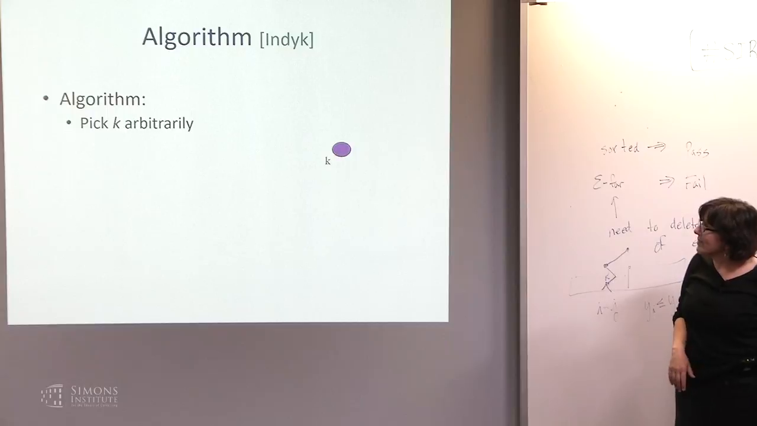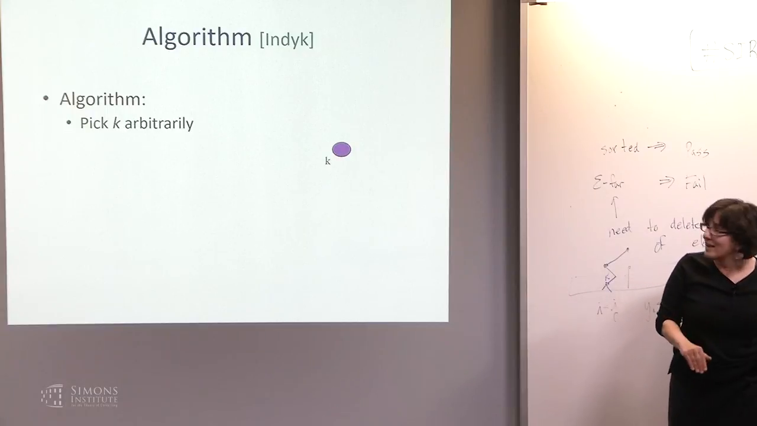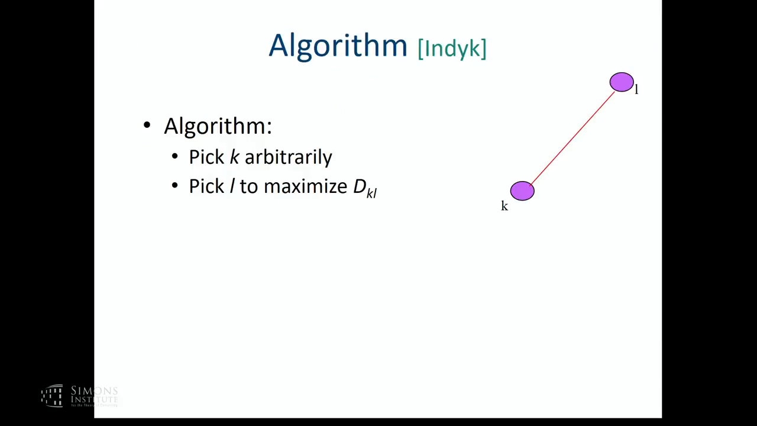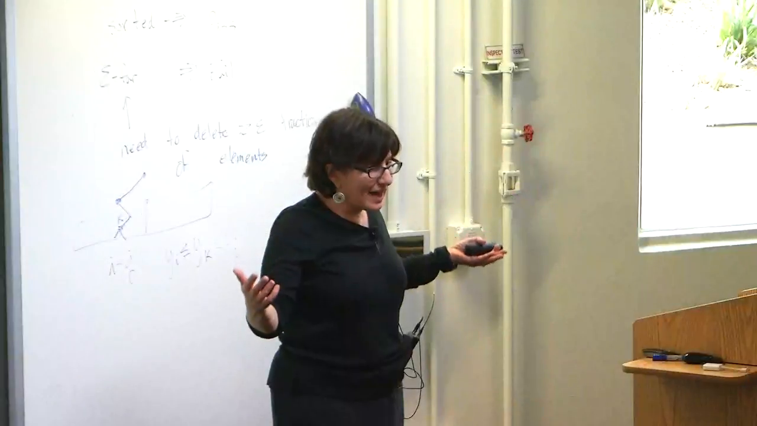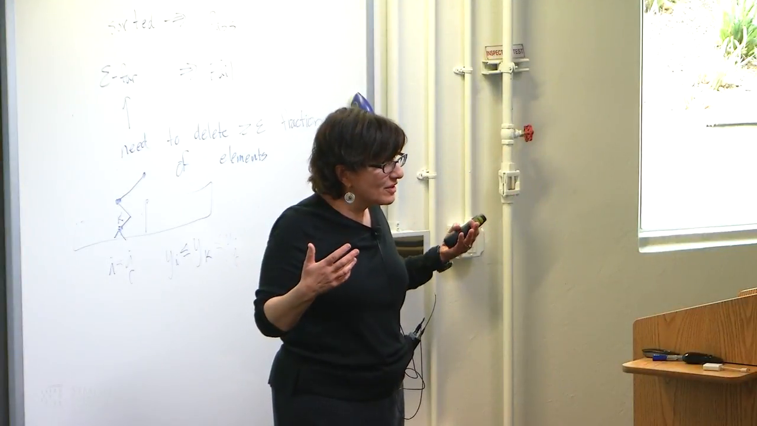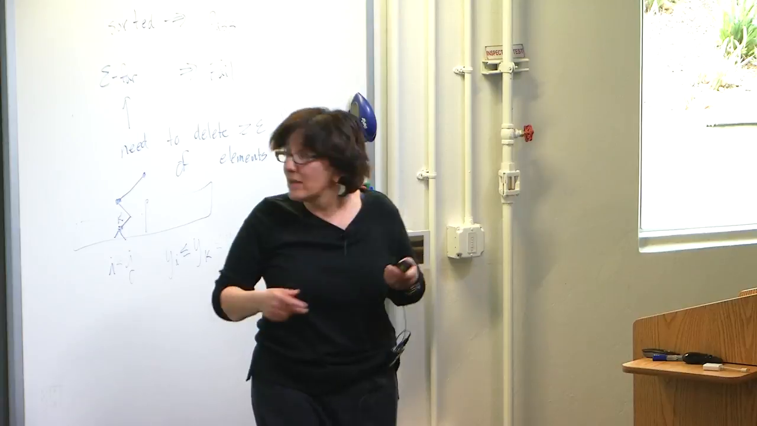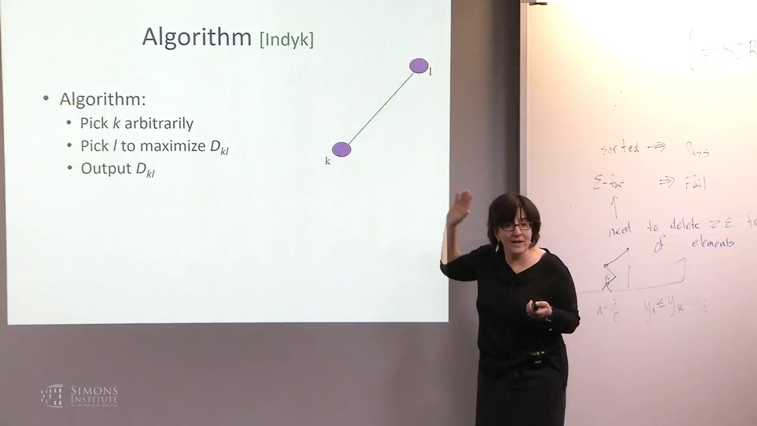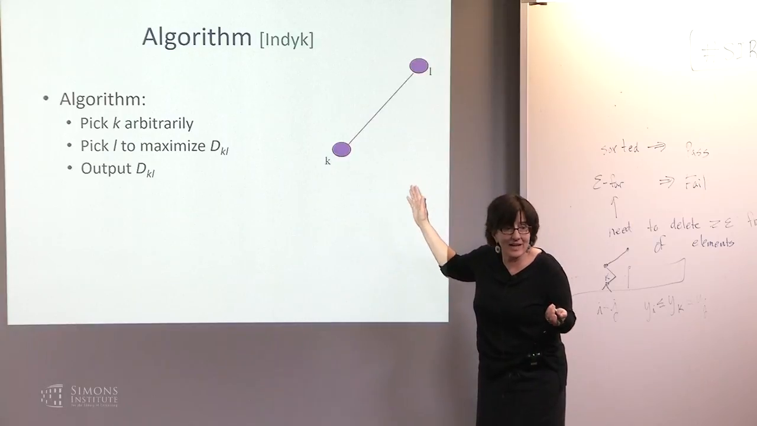Okay, so here's the algorithm. Just pick an arbitrary point k, and then take the farthest point from k. So l is the thing that maximizes d_kl. It's the farthest point from k. How much time did I need to do that? I just need to go down k's row and see who's the farthest point from k. So this just takes me order the number of points time, which is square root the size of the matrix. Okay, so that's it. That's the whole thing. And I claim that's at least half the diameter.